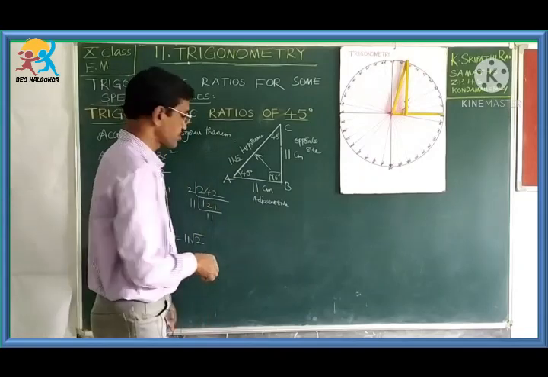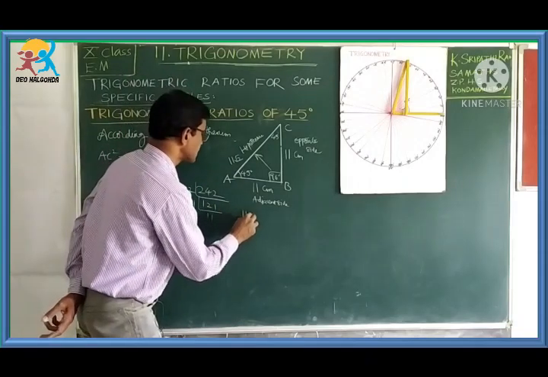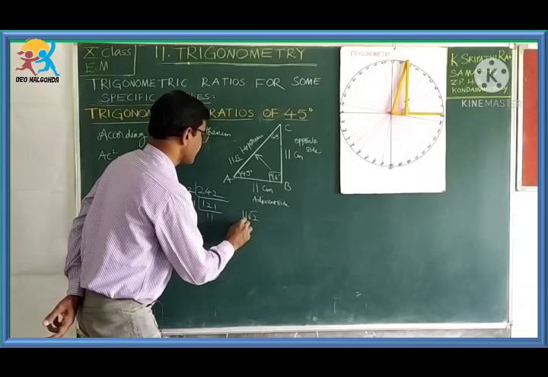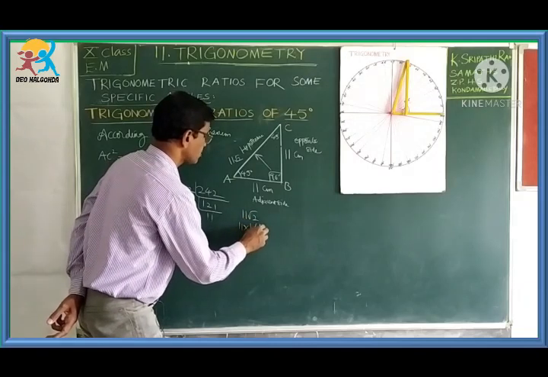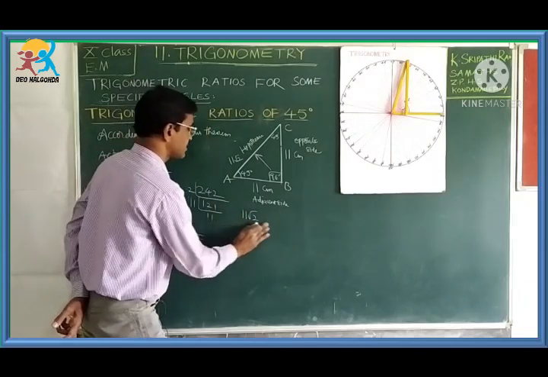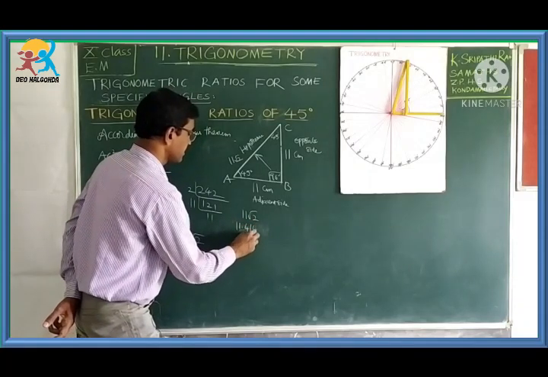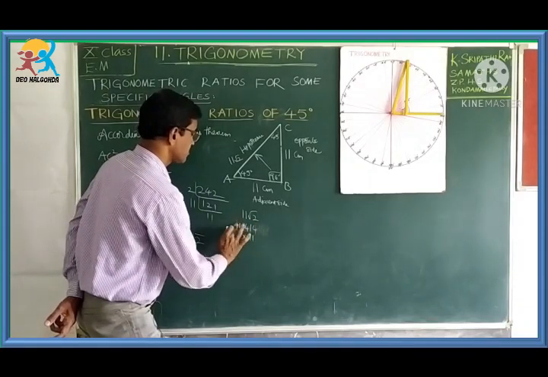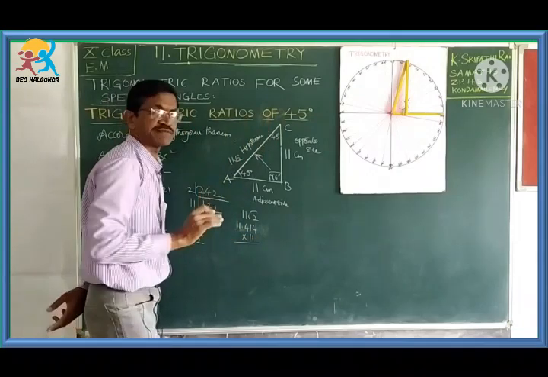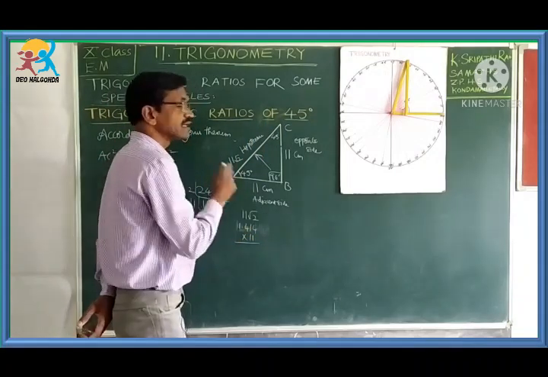What is 11 root 2? 11 root 2 means 11 into 1.414. If you multiply 11 into 1.414, approximately you will get the length of this side, approximately, not exactly, because it is an irrational number.